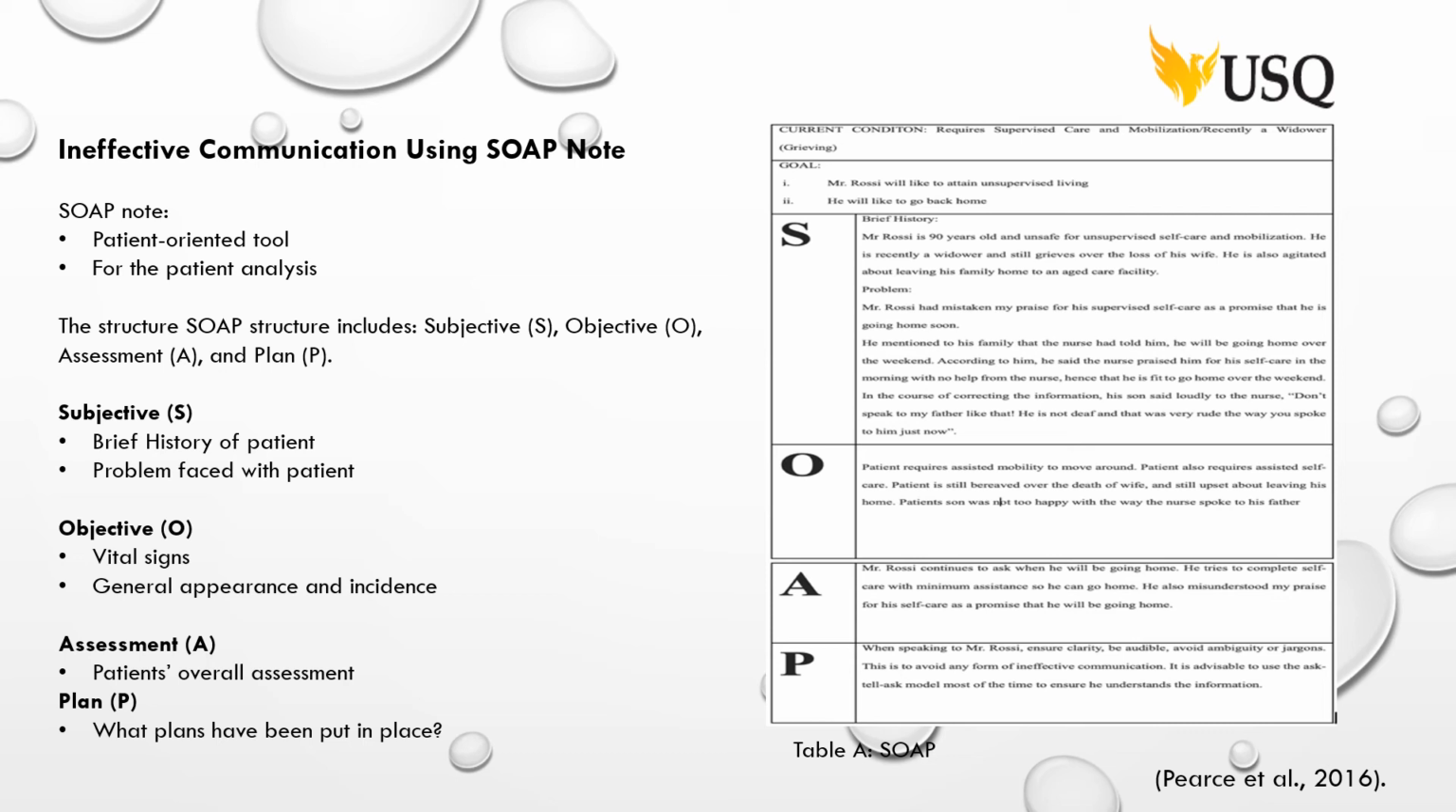The plan part of the SOAP note has to do with the future plan, or what needs to be put in place to correct this miscommunication or misunderstanding. When speaking to Mr. Rossi, it is vital, or very important, to ensure clarity. The speaker needs to be really audible and avoid ambiguity and jargon so that he'll be able to understand what the message is and not misunderstand it, just like what happened in the morning. And this is to avoid any form of ineffective communication.